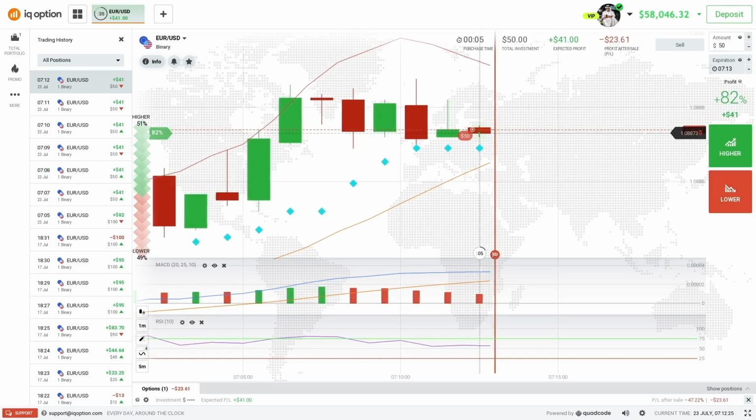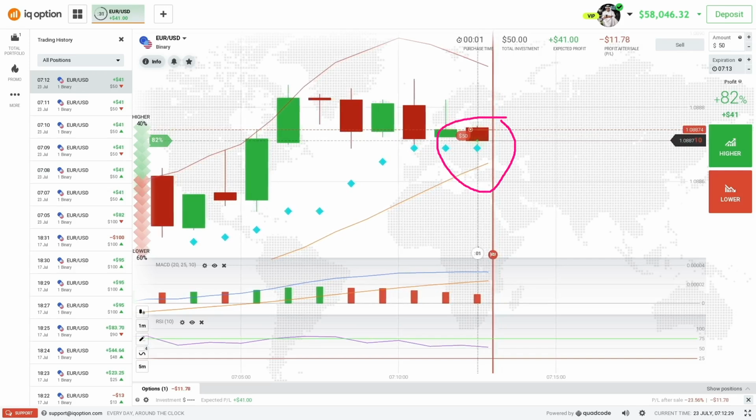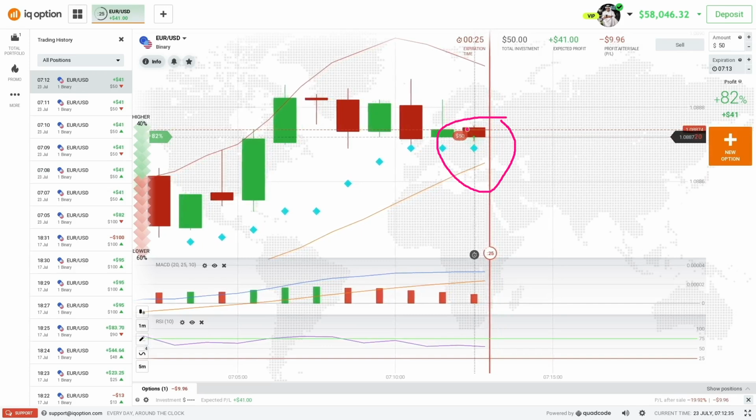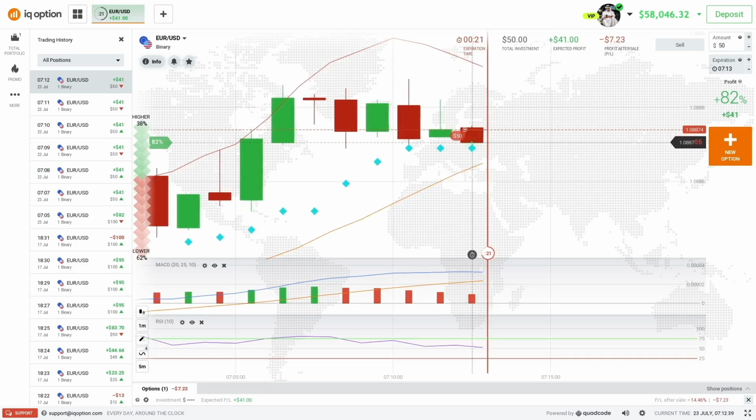Honestly, I'm not sure, but I believe that we are going to see a red candle. I hope that we will win. A red candle.